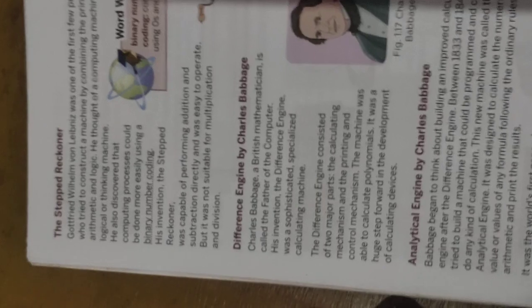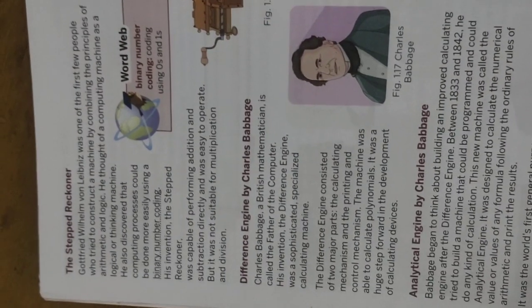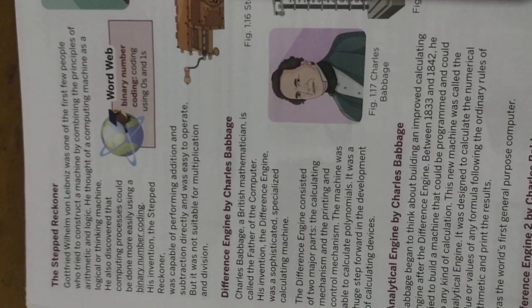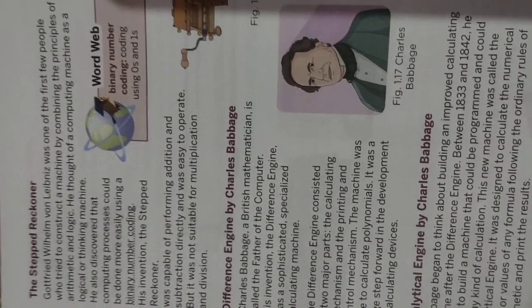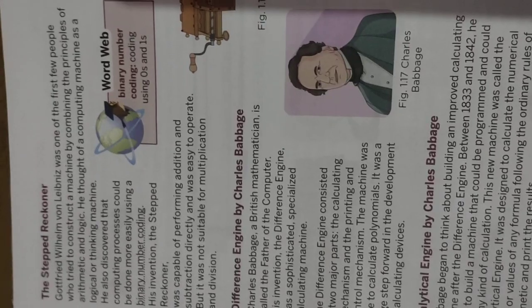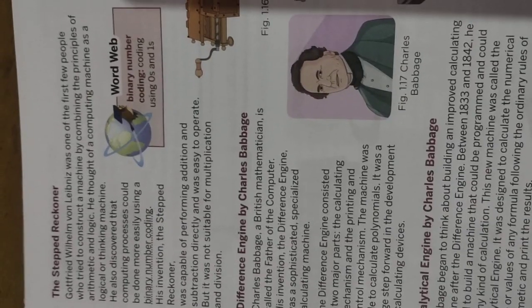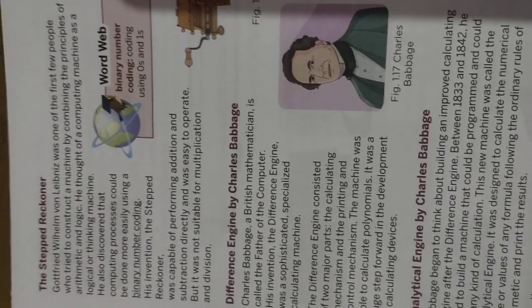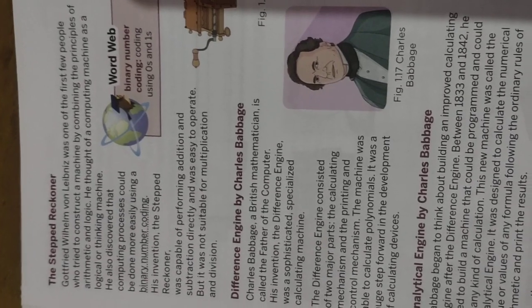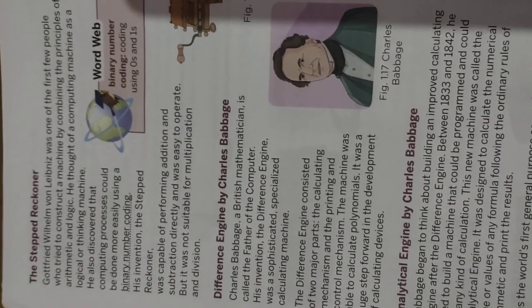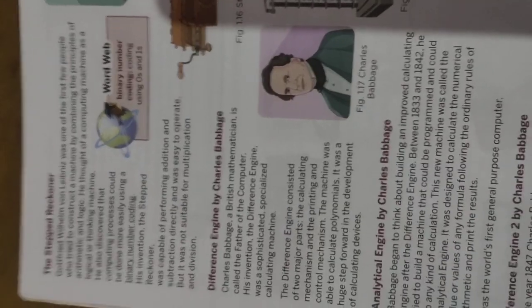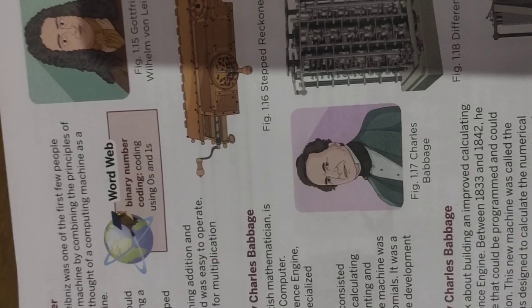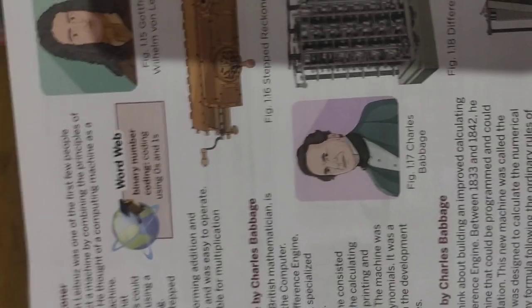Now here, Stepped Reckoner, then the difference engine. Gottfried Wilhelm von Leibniz was one of the first few people who tried to construct a machine by combining the principles of arithmetic and logic. He thought of a computing machine as a logical or thinking machine. He also discovered that the computing process could be done more easily using binary number coding. So he developed binary number coding. So his invention, the Stepped Reckoner.